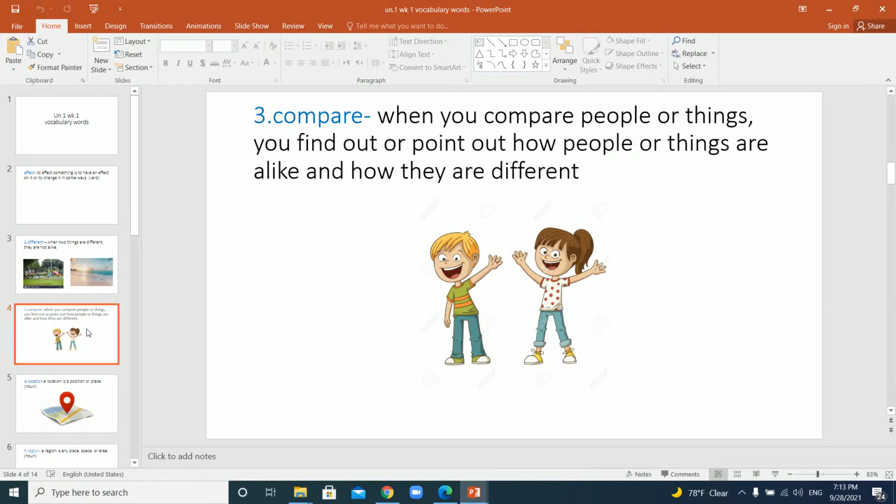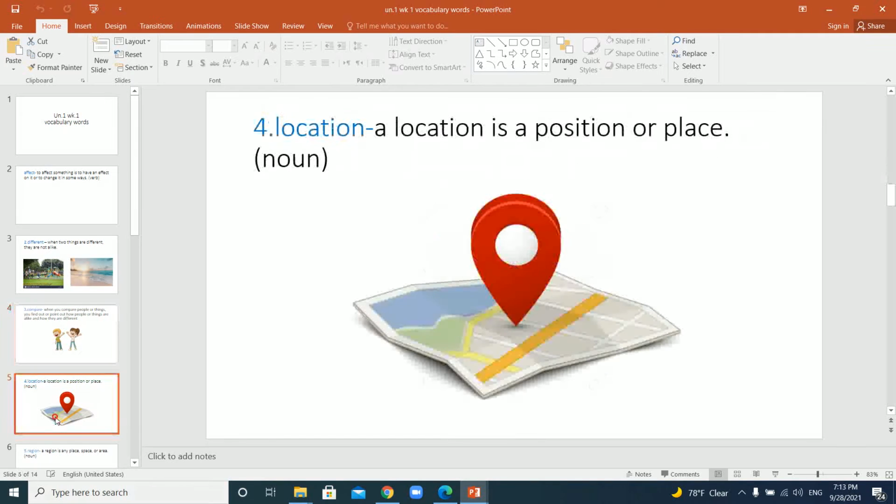Okay, the third word is to compare. When you compare between 2 things or 2 people, you tell or say how they are the same and how they are different. Alright, so when you compare between 2 people or things, you tell how the 2 people or the 2 things are alike, which means how they are the same, and how they are different.